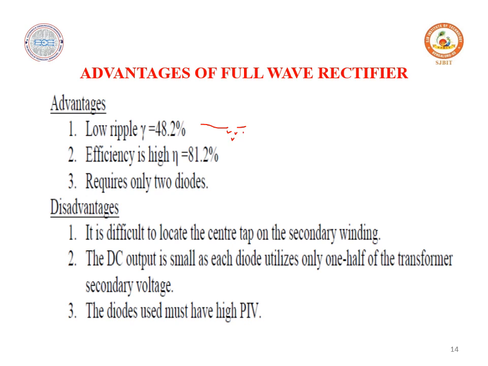The center tap full wave rectifier requires only 2 diodes. When it comes to the bridge rectifier, 4 diodes are required. Disadvantages: it is difficult to locate the center tap on the secondary winding. The DC output is small, as each diode utilizes only one half of the transformer secondary voltage. The diodes used must have high peak inverse voltage.